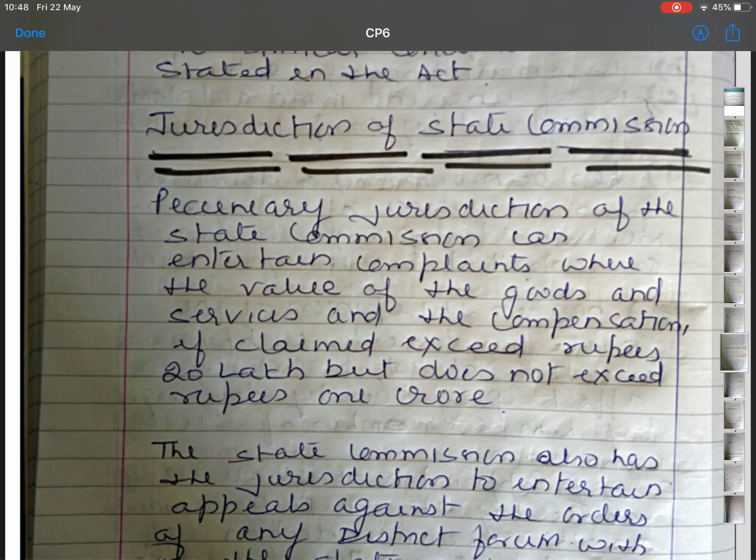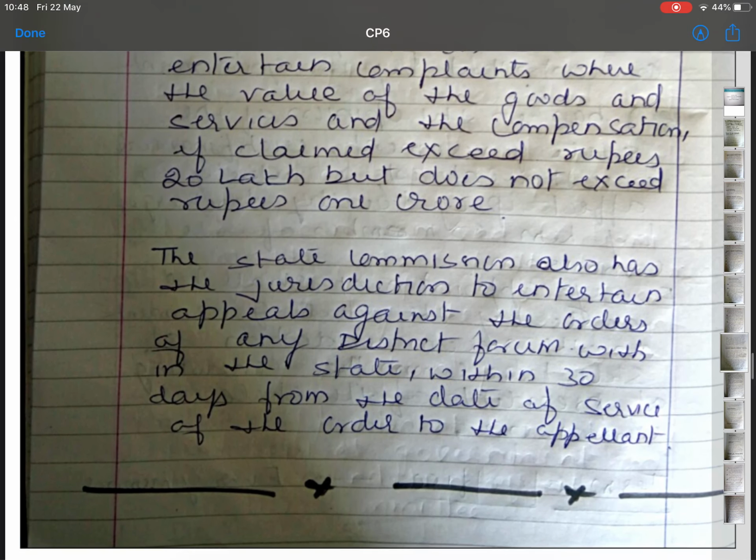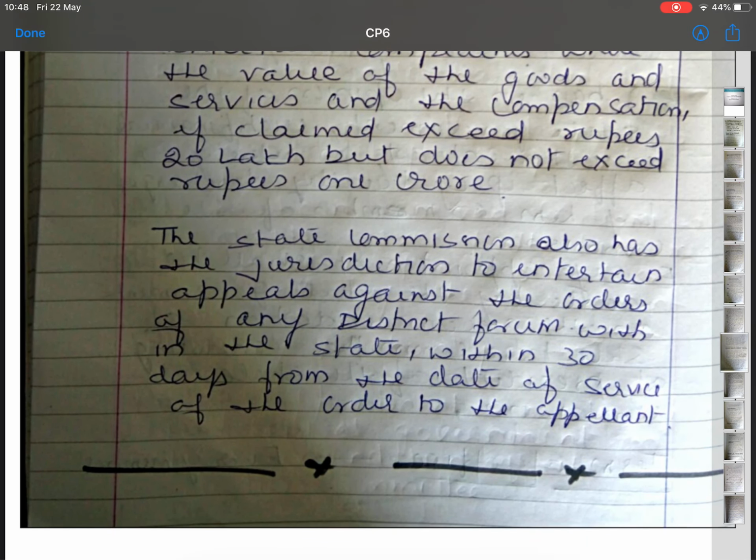If the complaint is of goods valued at more than 20 lakh or compensation of more than 20 lakh, then it should be filed with the state commission, up to 1 crore. If the complaint is more than 1 crore, then it should be filed with the national commission. The state commission also has the jurisdiction to entertain appeals against the orders of any district forum within the state, within 30 days from the date of service of the order to the appellant.